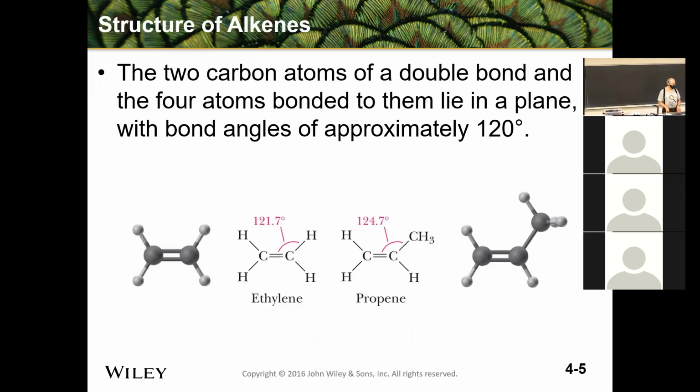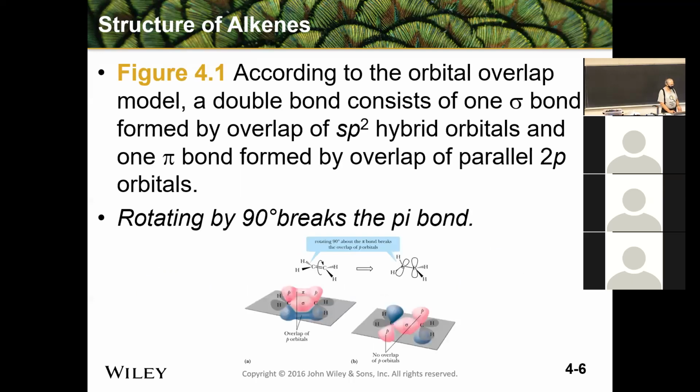Okay, ethylene, which is the simplest alkene, has a trigonal planar geometry. All 6 atoms are in the same plane, and the bond angles are approximately 120 degrees. Okay, and then we have propene next to it. In propene, all 3 carbons and 3 of the hydrogens are in the same plane.